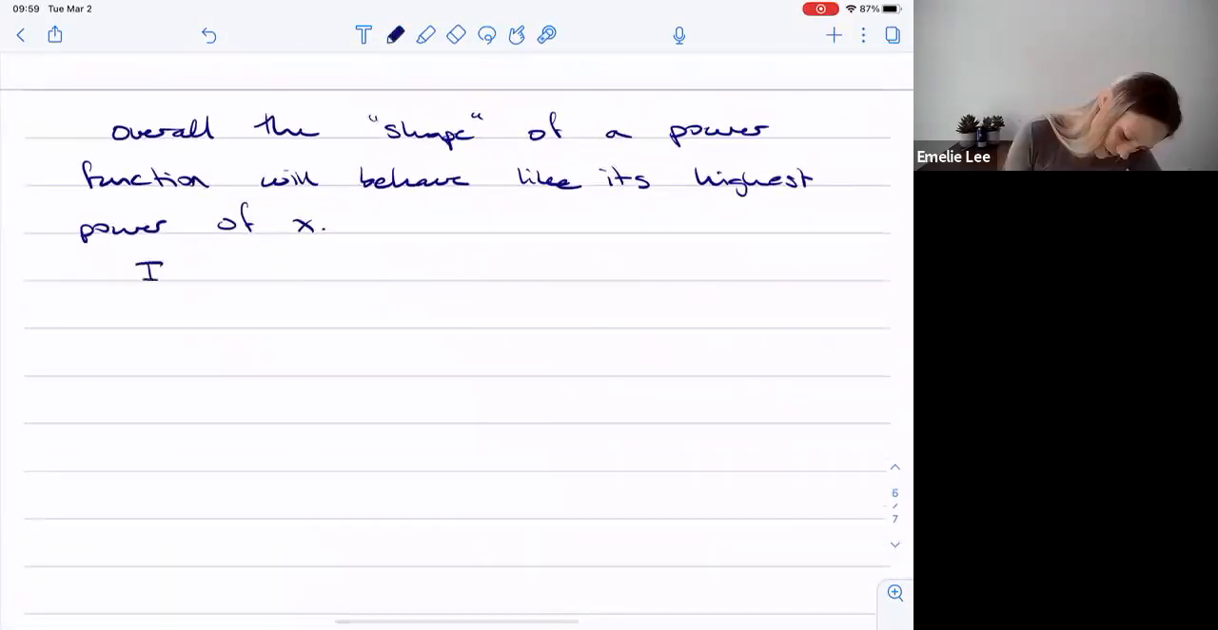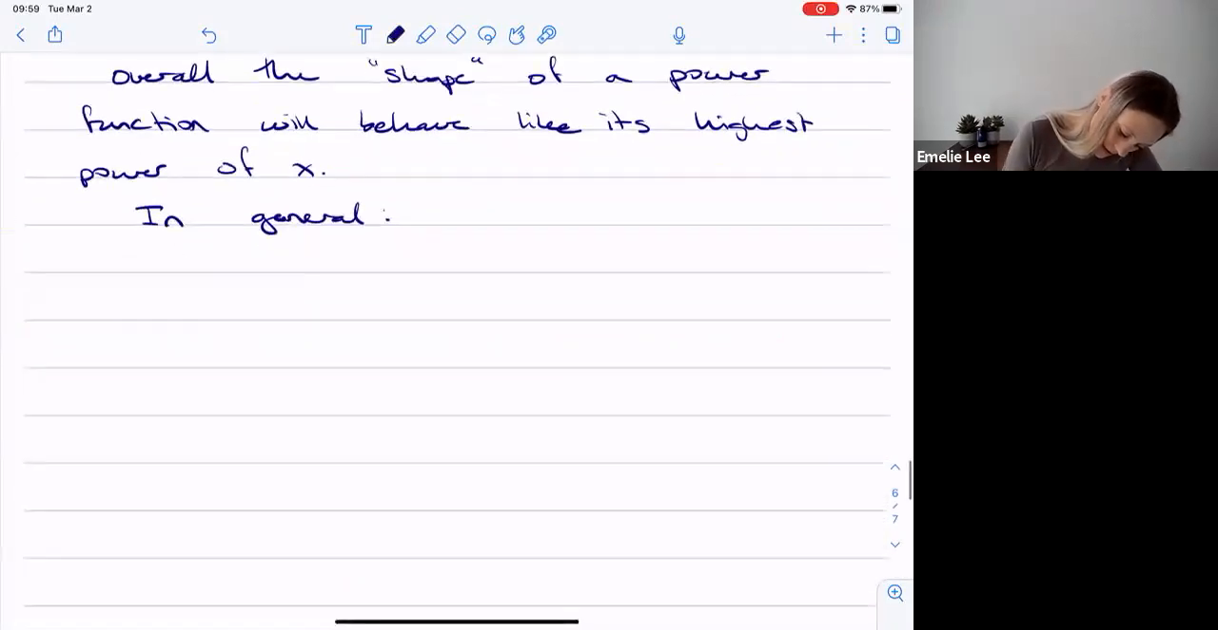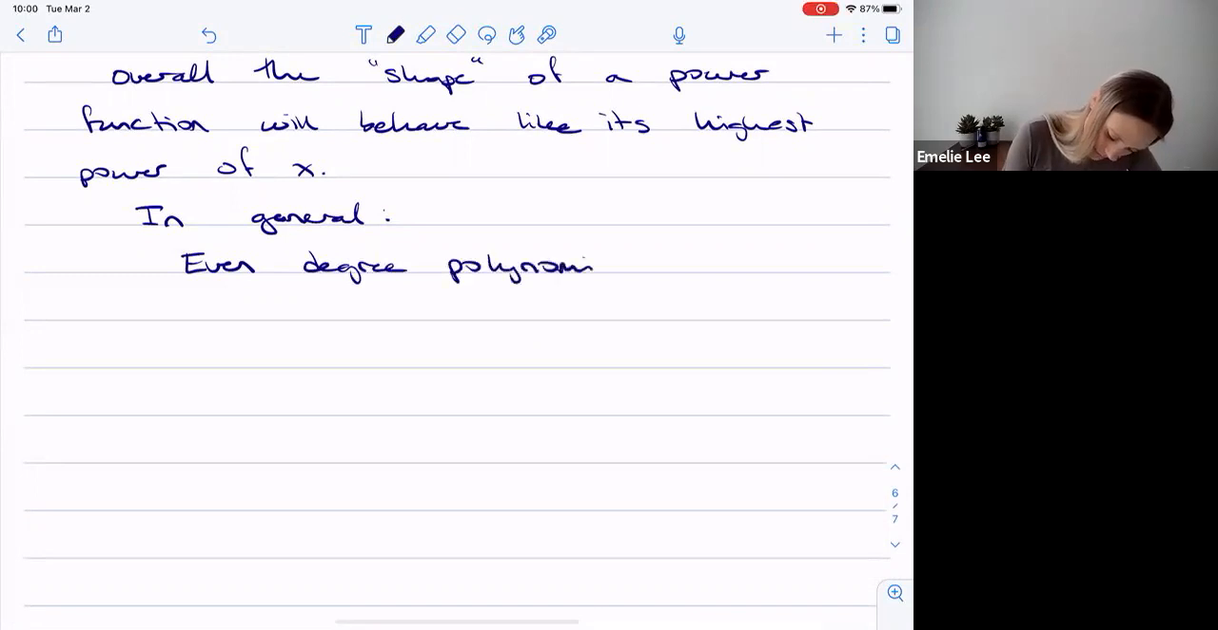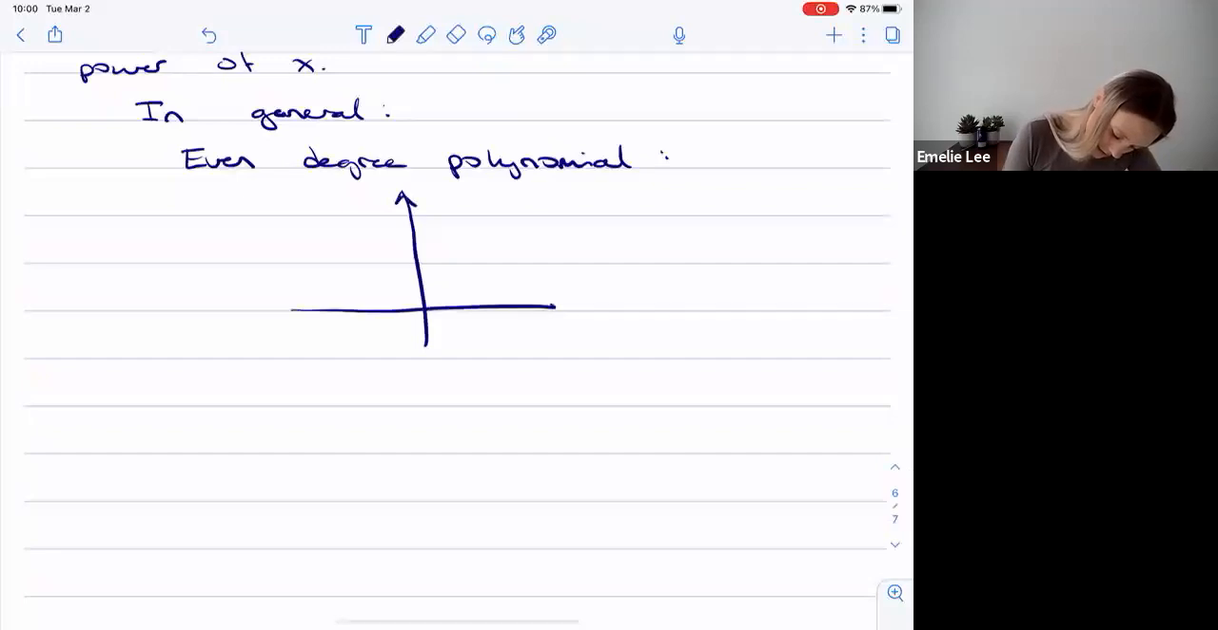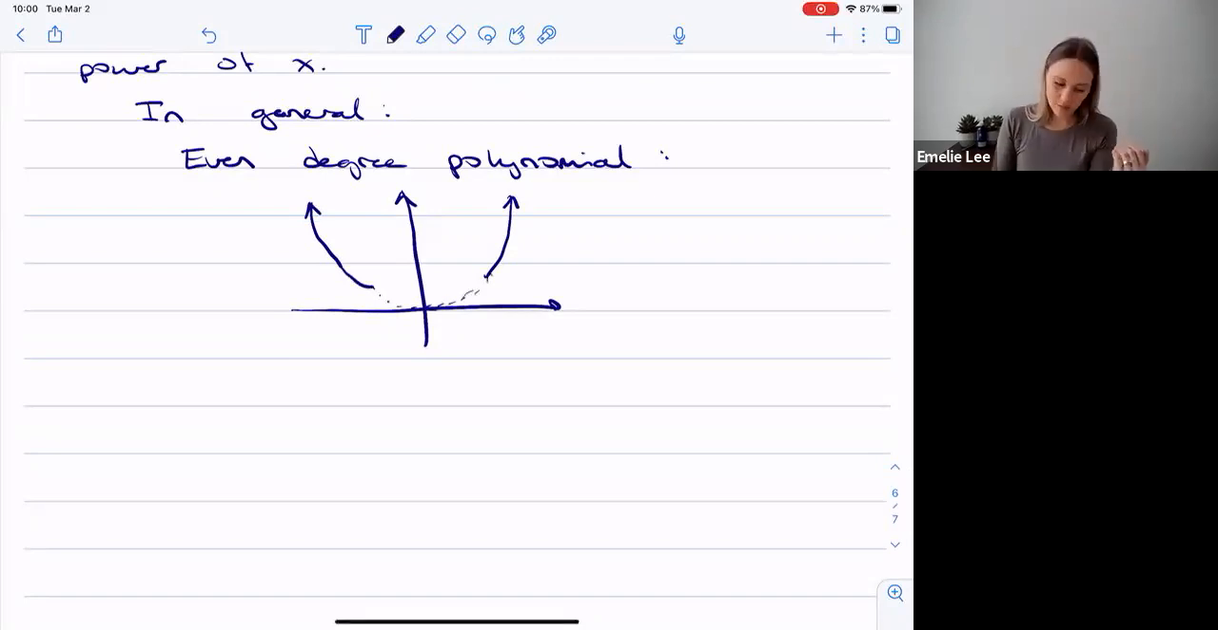So in general, if you have an even degree polynomial, it's going to look like this. And I'm not going to do the midsection. I'm just going to do kind of, so here, anything can kind of happen in the middle there, but the end behavior is going to be pointing up like this.